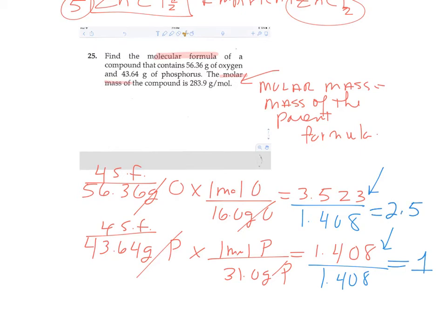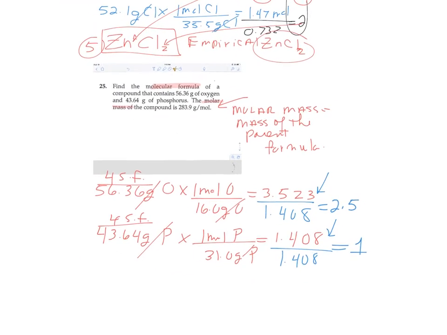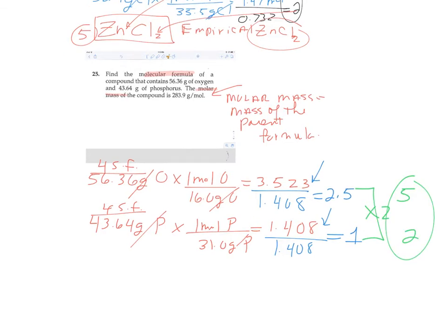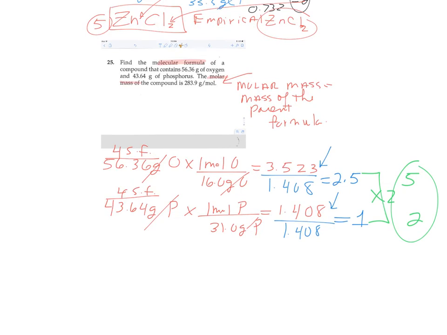So this is one of those scenarios with the 0.5. I am neither going to round up or down with the 0.5. What I am going to do is multiply everything by 2. So I'm going to get a ratio of 5 to 2. I'm going to use that 5 to 2 to get the empirical formula, which is P2O5. Notice that the 2 went with the phosphorus and the 5 went with the oxygen.